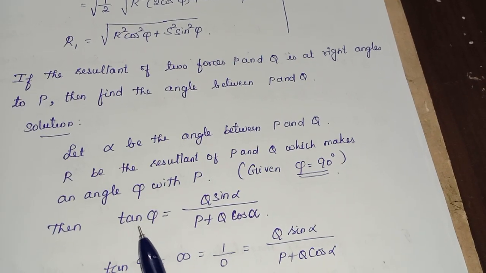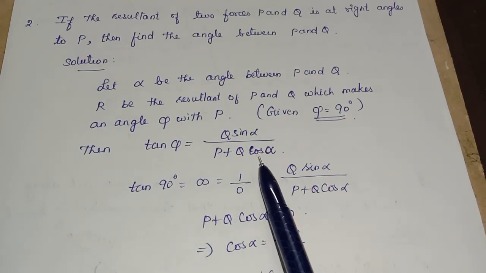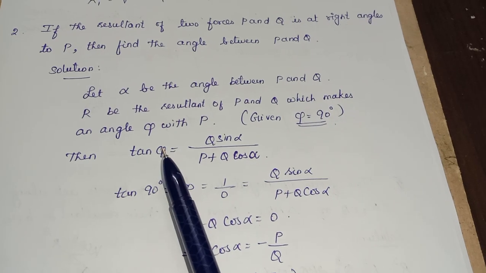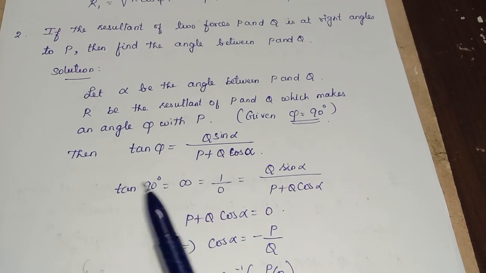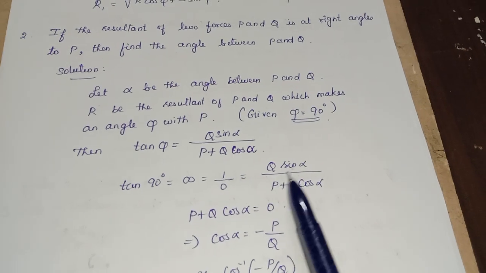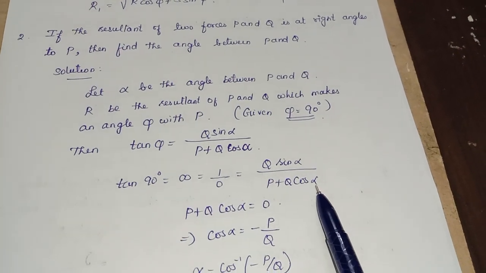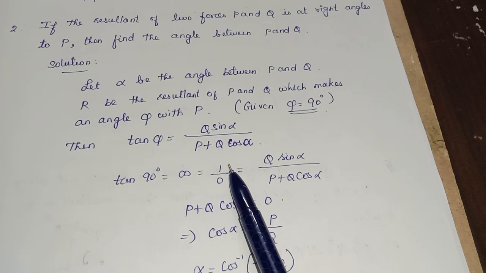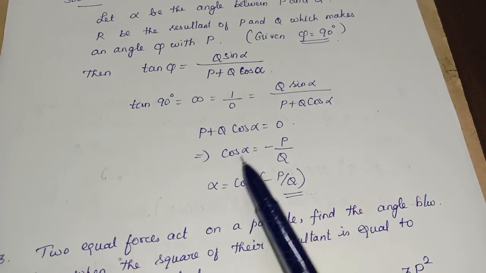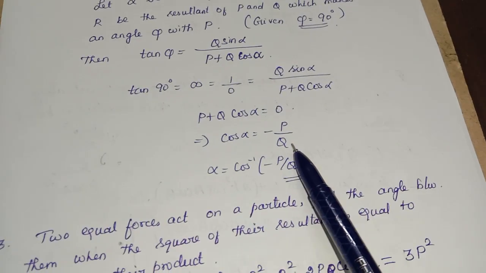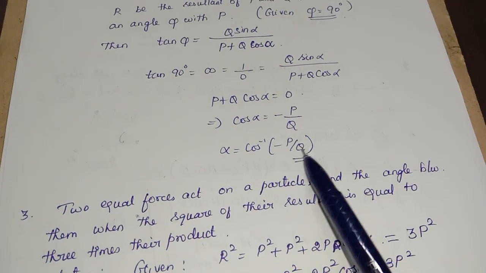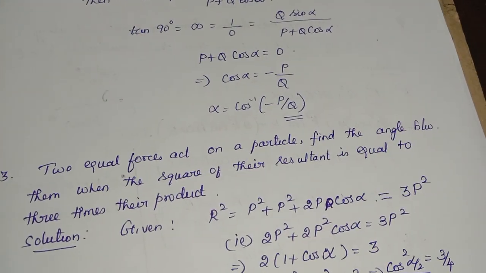So what is the formula? Tan phi equals Q sin alpha by P plus Q cos alpha. But phi is given to be 90 degrees, no? So tan 90 equals, but what is tan 90? Infinity, that is 1 by 0, equals Q sin alpha by P plus Q cos alpha. Our aim is to find alpha. Now cross multiply. What will you get? P plus Q cos alpha equals 0, or cos alpha equals minus P by Q. Therefore alpha equals cos inverse of minus P by Q. So this is the angle between the given two forces.